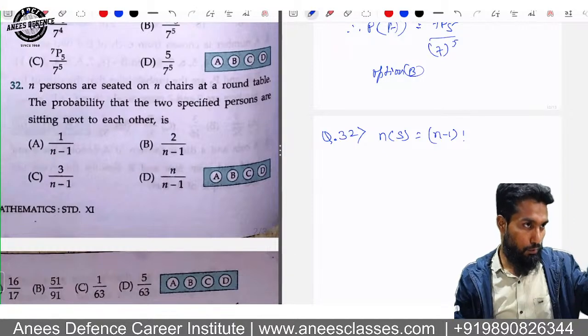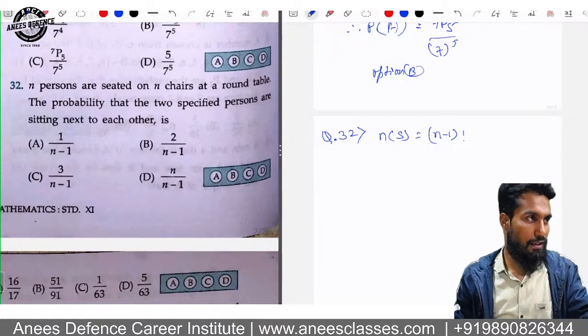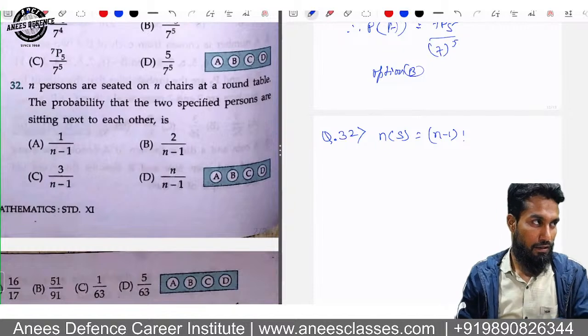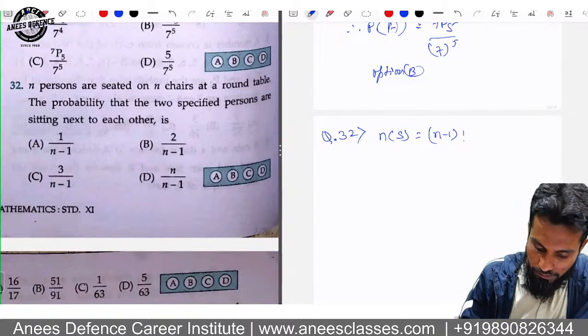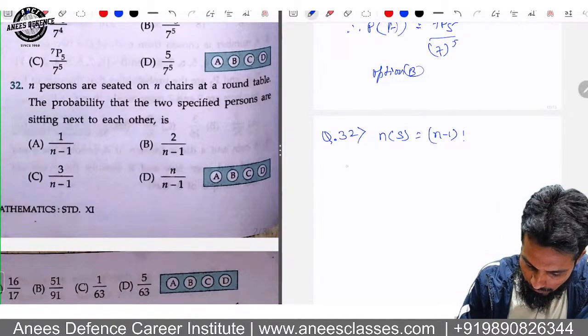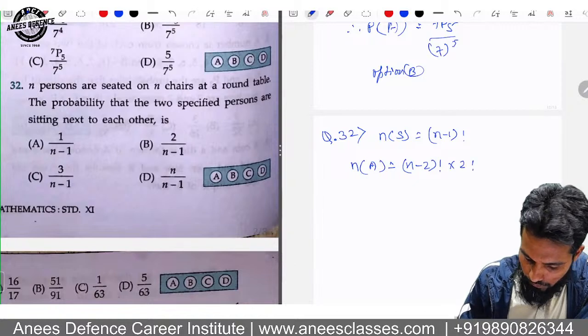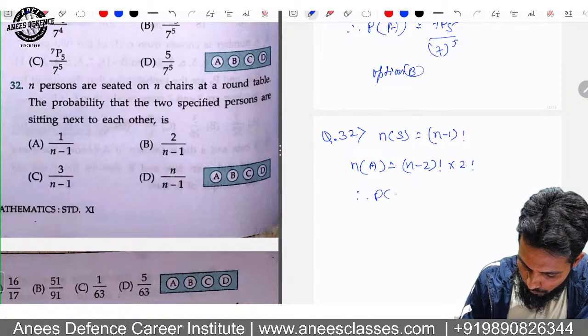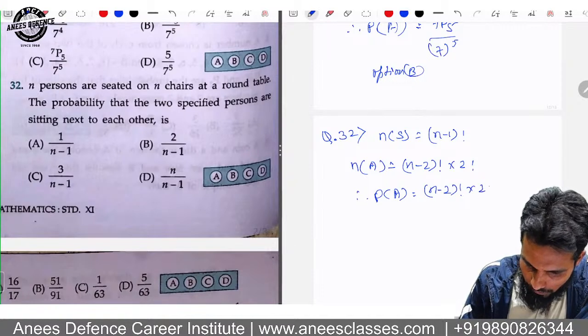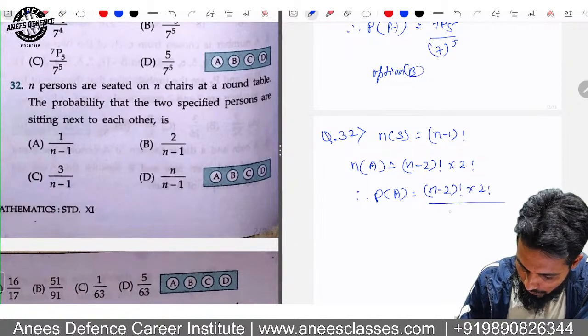Out of that, two persons are there, no? They can be arranged among themselves also, in two places. That also you can understand that way. So you are going to get n of A equal to n minus 2 factorial into 2 factorial. Therefore, P of A is equal to n minus 2 factorial multiplied with 2 factorial divided by n minus 1 factorial.